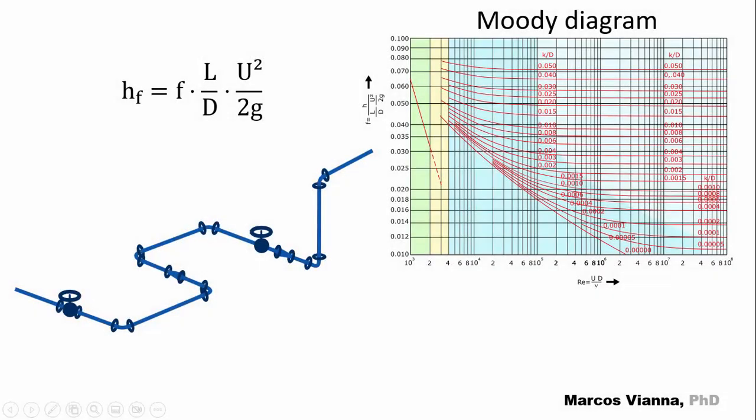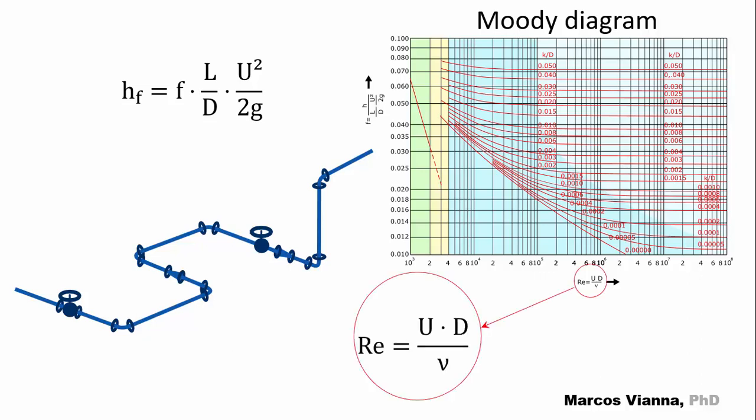In a previous video, we talked about head losses in pipes. We used the universal formula, or the Darcy-Weisbach formula, in which F was found using the Moody diagram. The determination of F depends on the Reynolds number. Yes, sir, today is the day. We'll talk about Mr. Reynolds.